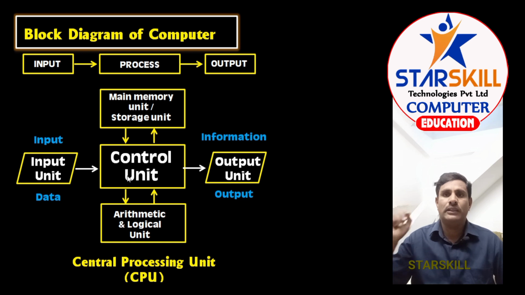Now let's see this block diagram. Again see, we have the input unit, we have the control unit, that is the CPU, and we have the output unit. So you may observe this input, process, output.